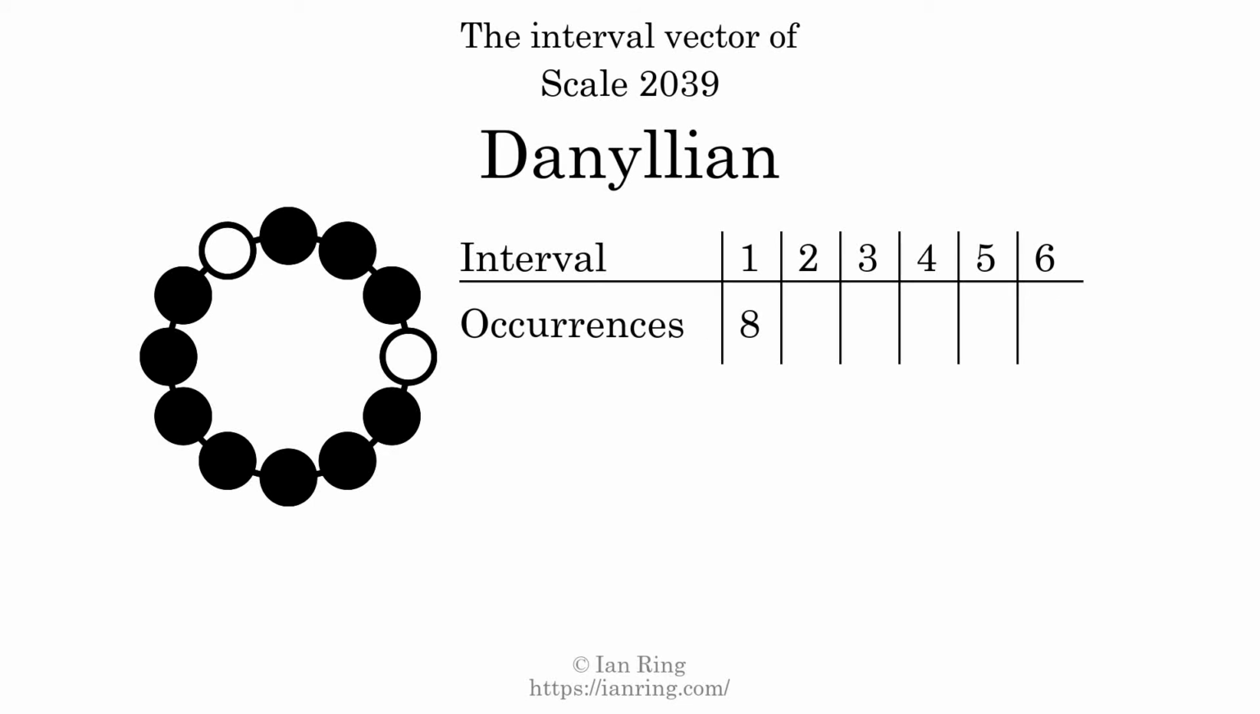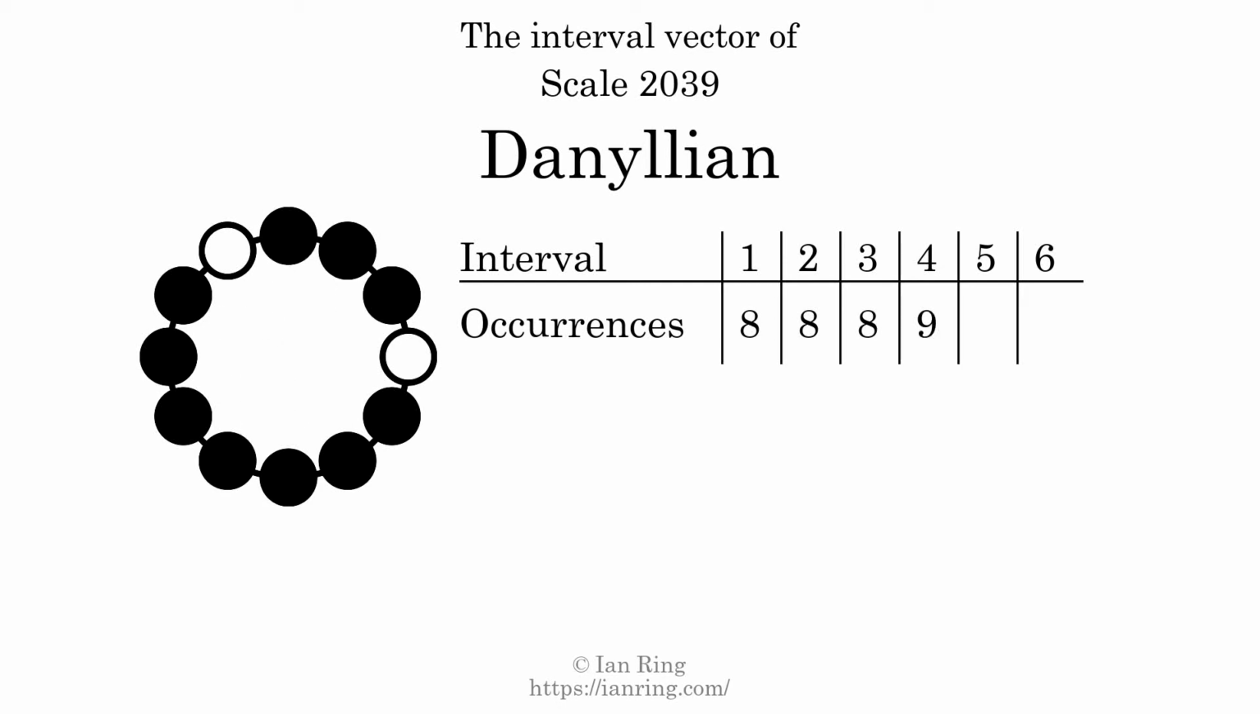There are 8 intervals with the size of 1 semitone. They are here, here, here, here, here, here, here, and here. There are 8 intervals with the size of 2 semitones. They are here, here, here, here, here, here, here, and here. There are 8 intervals with the size of 3 semitones.